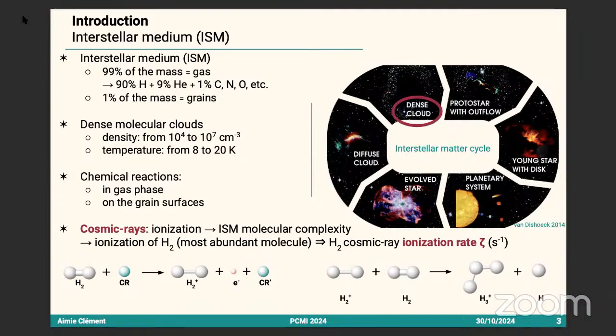And what I'm the most interested in are the cosmic rays. The cosmic rays are responsible for the ionization of the molecules in the ISM. So we are going to speak about the ionization of H2, which is the most abundant molecule, and we speak about the H2 cosmic ray ionization rate. A cosmic ray will ionize H2, which will give H2+, and then H2+ will become H3+. And H3+ is very, very important for the chemistry, and it will contribute to the increase of the molecular complexity in the ISM.